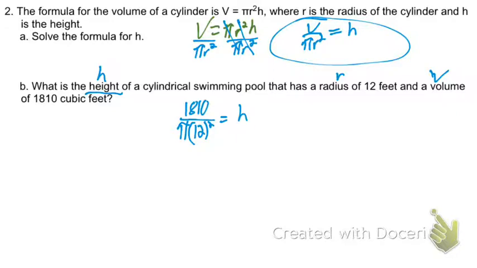Great question. What we do is we're actually going to work on squaring first. We're going to go through our normal order of operations. So what is 12 squared? 144. We can call it 144 pi or pi times 144. Typically, we write the number before the pi.